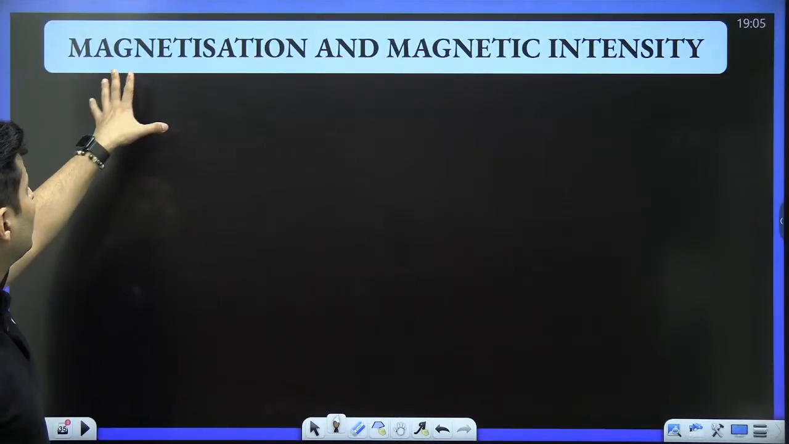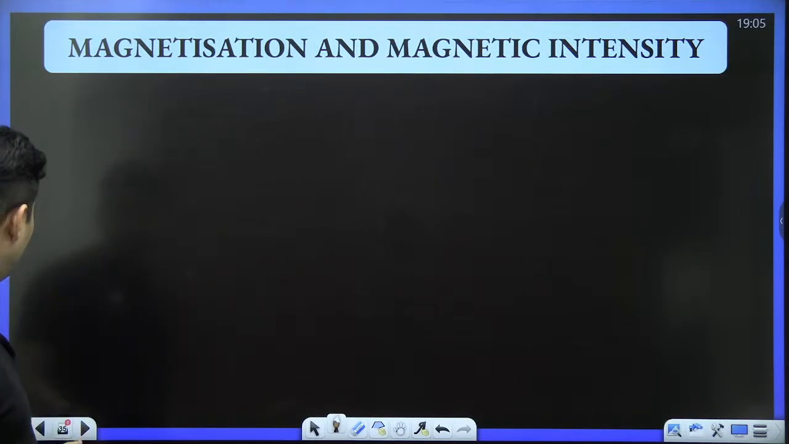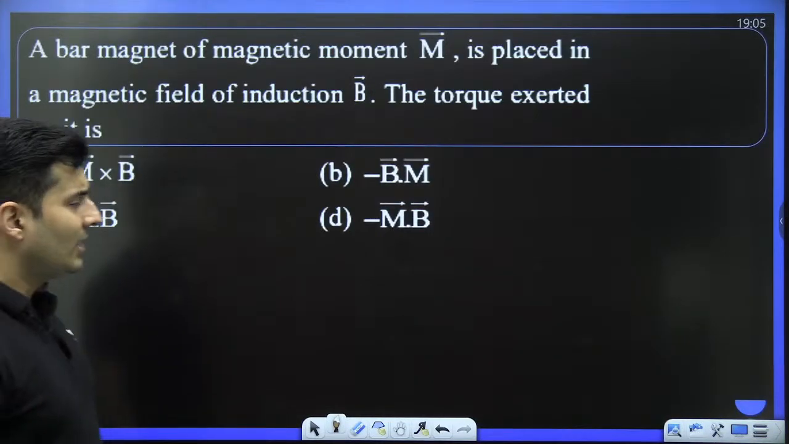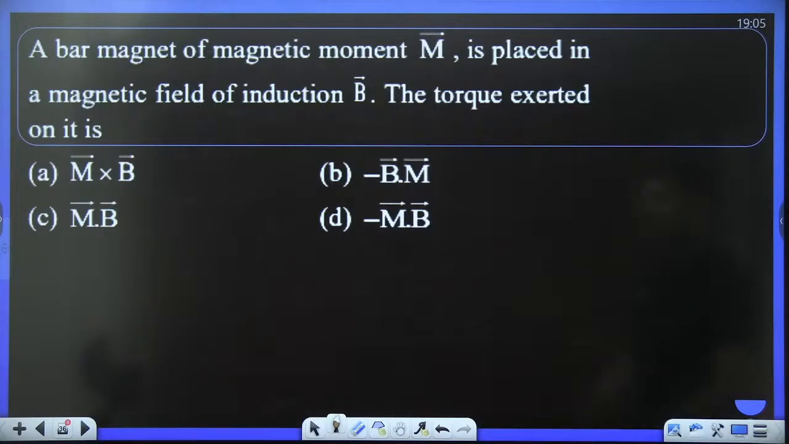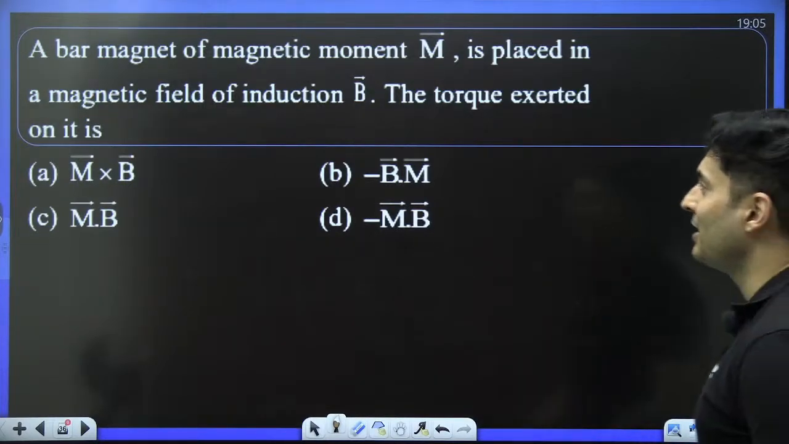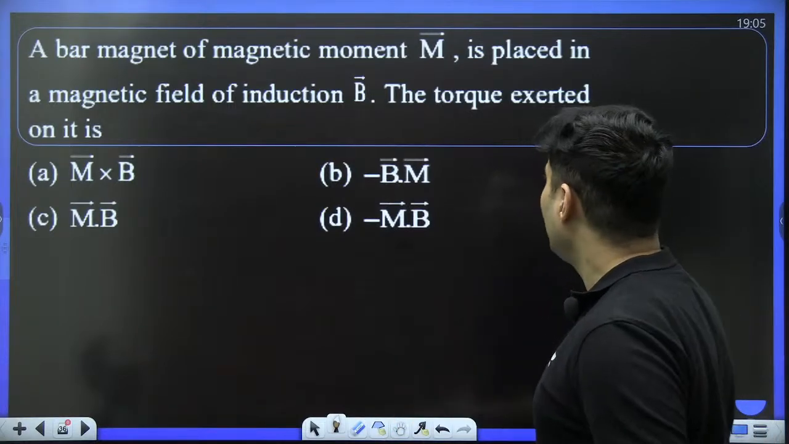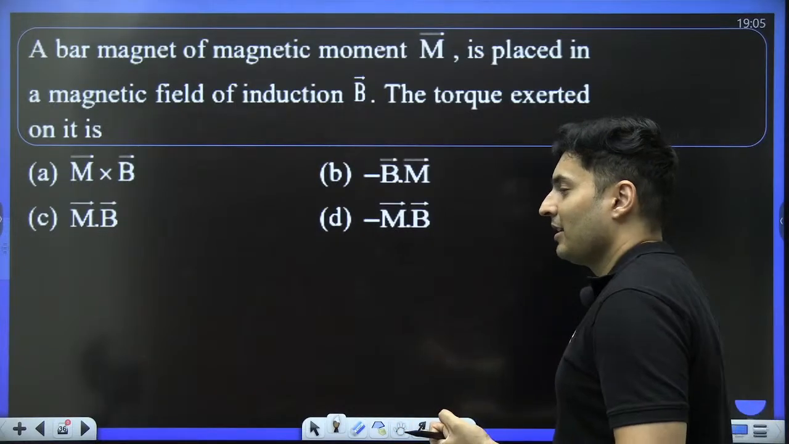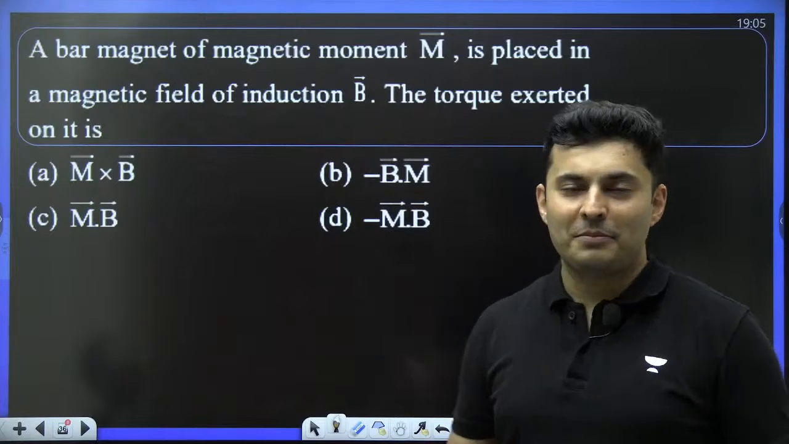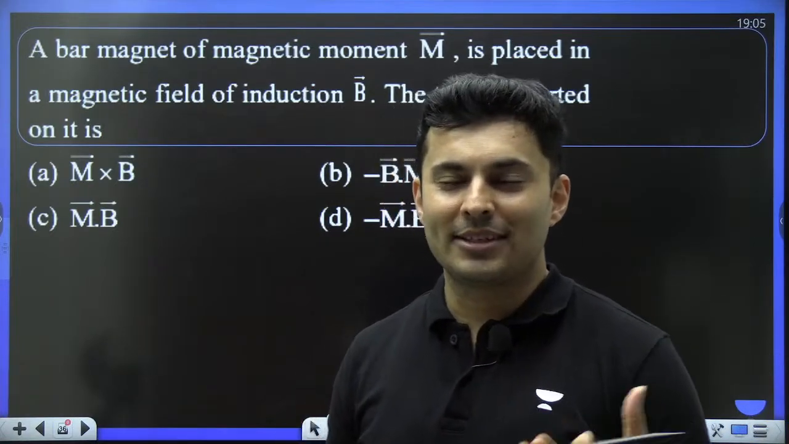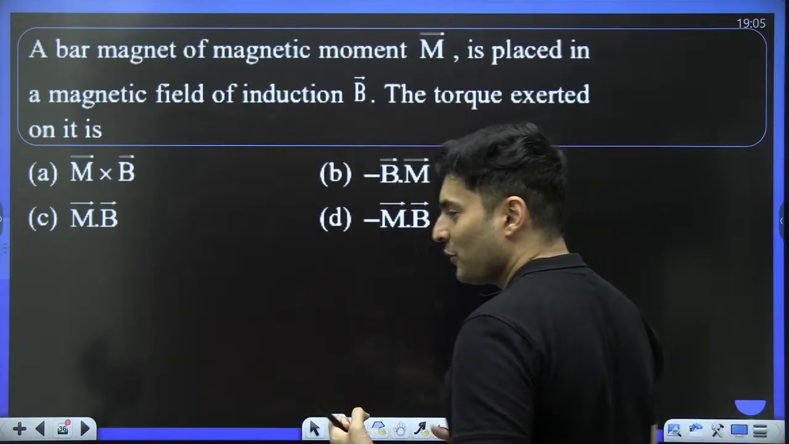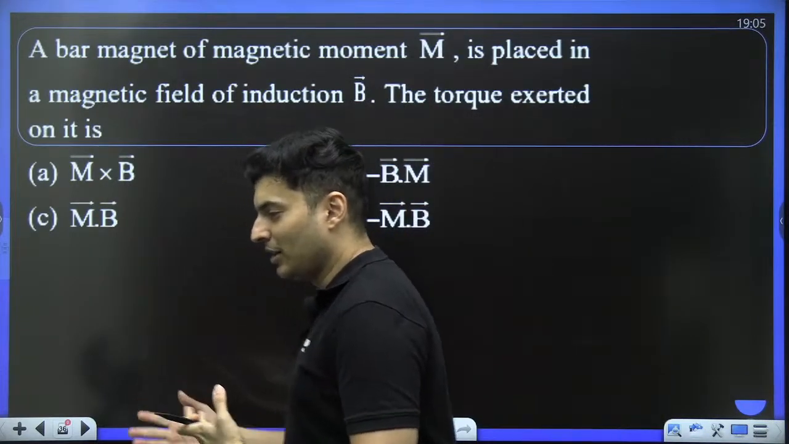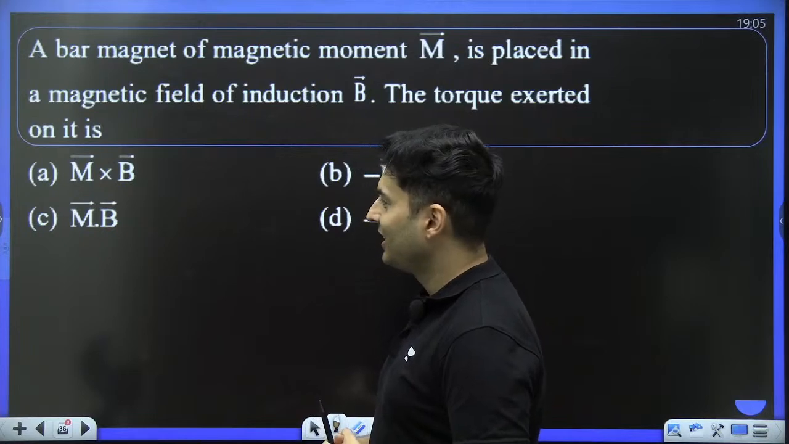We'll come to this later on. I don't know why this slide has come here. Okay, so let's start with this particular question coming up on your screen. A bar magnet of magnetic moment M is placed in an external field of B. The torque exerted on it is... I think everybody should spam, shout and tell me the answer. Post the answer 2, 3, 4 times. Come on guys, I want to see how many of you were paying attention to the theory part.